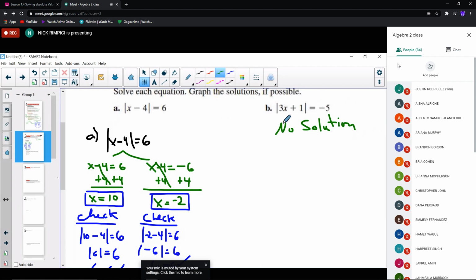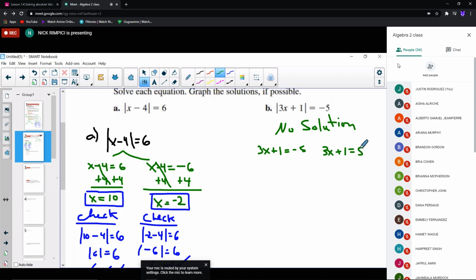So if those people work it out, they're going to get 3x plus 1 equals negative 5. That's their original, right? And then their alternative is 3x plus 1. Change the sign on the other side, the c value becomes positive 5.